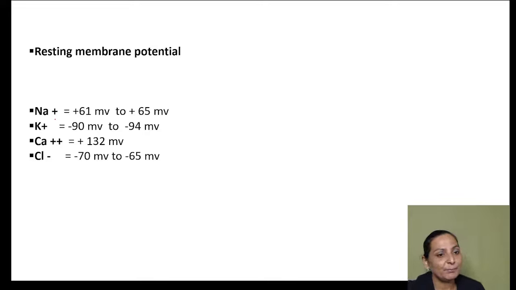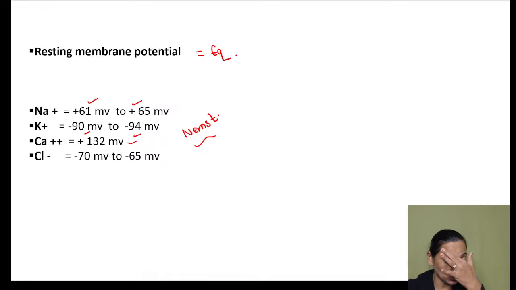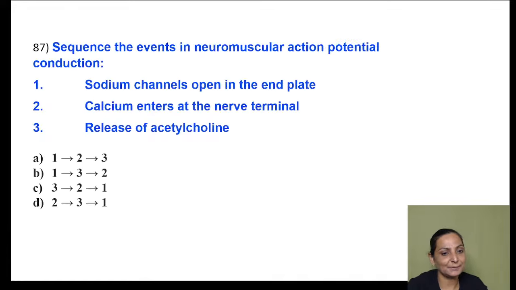So the resting membrane potential is more equal to the equilibrium potentials. The equilibrium potential of potassium is between -90 to -94 millivolt. That of sodium is between +61 to +65. These are the Nernst potential or the equilibrium potential of ions. That for calcium is +132 and for chloride is around -70.